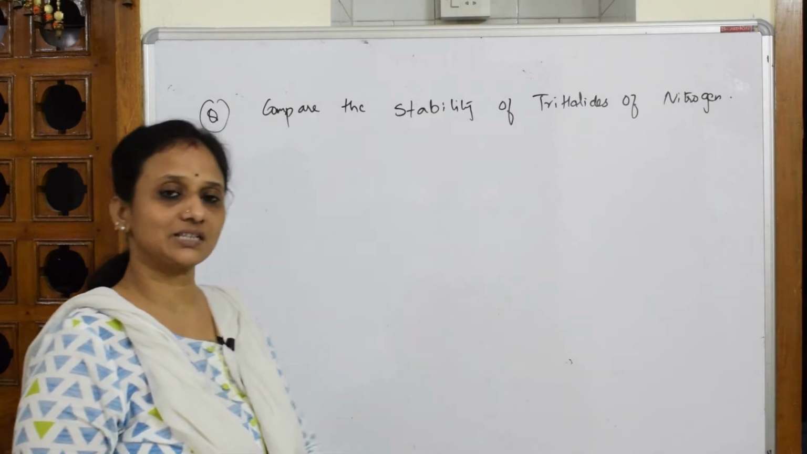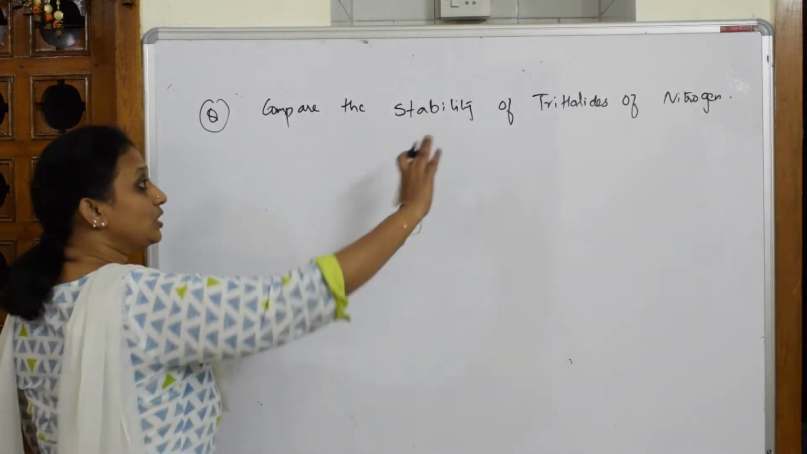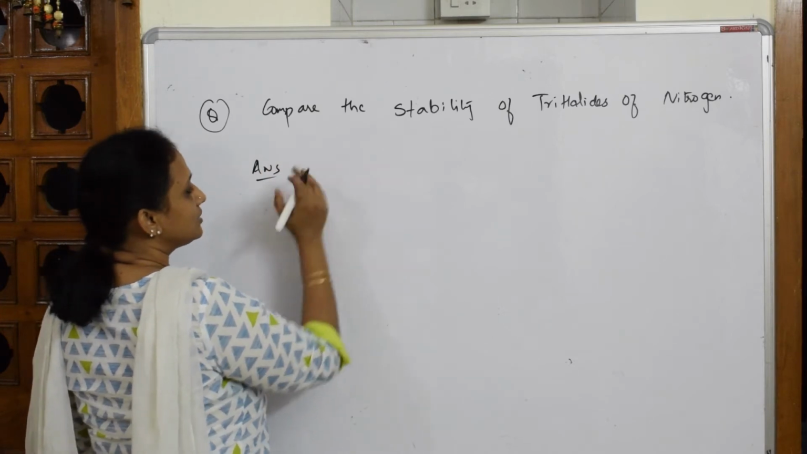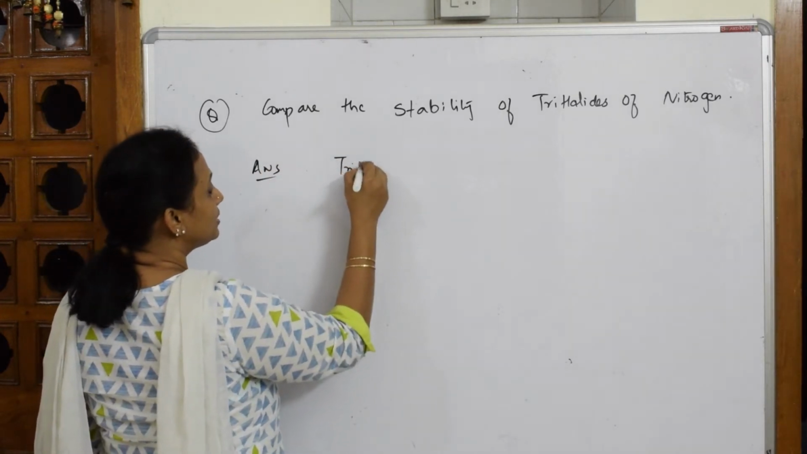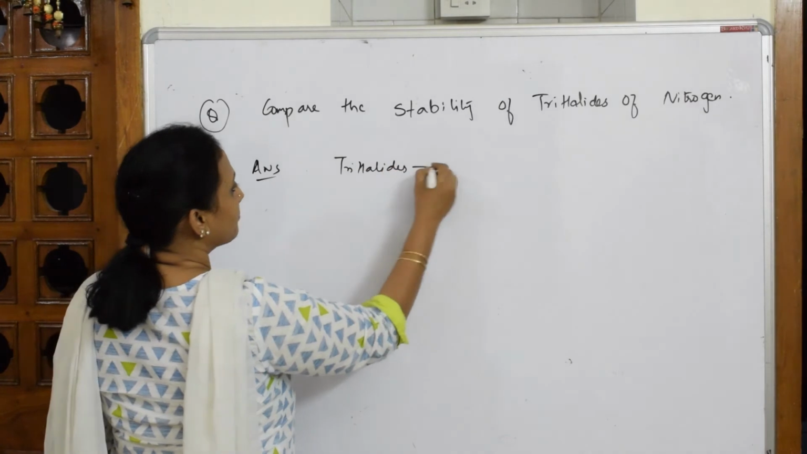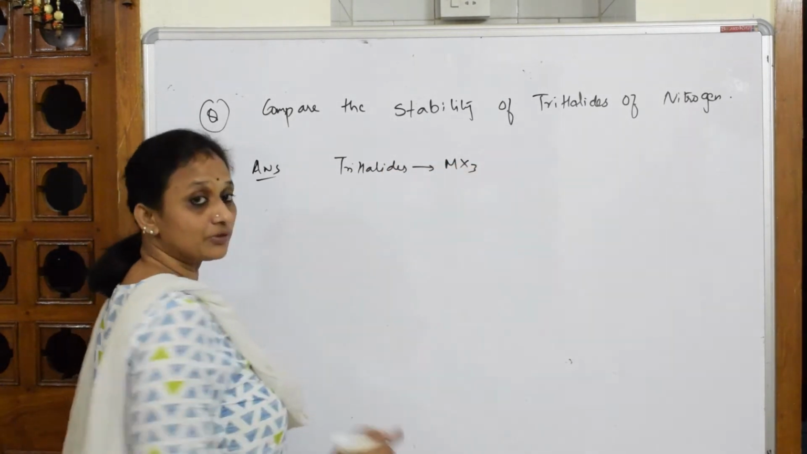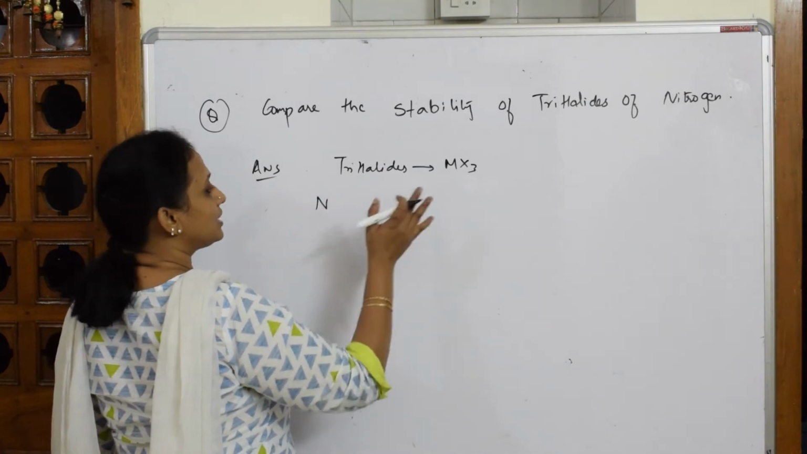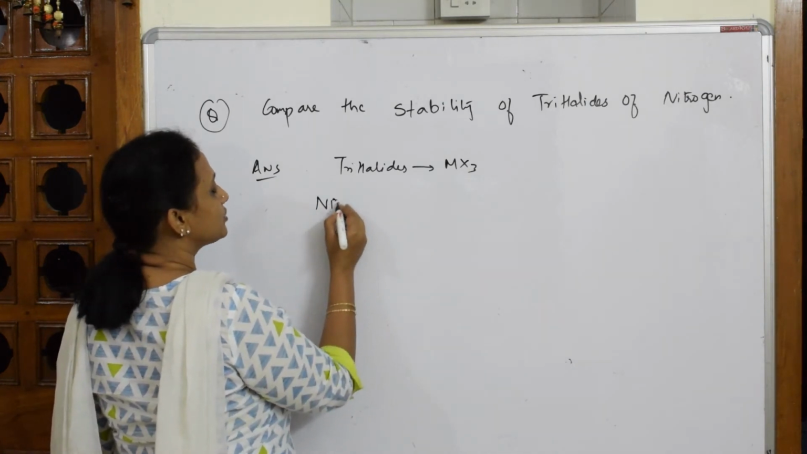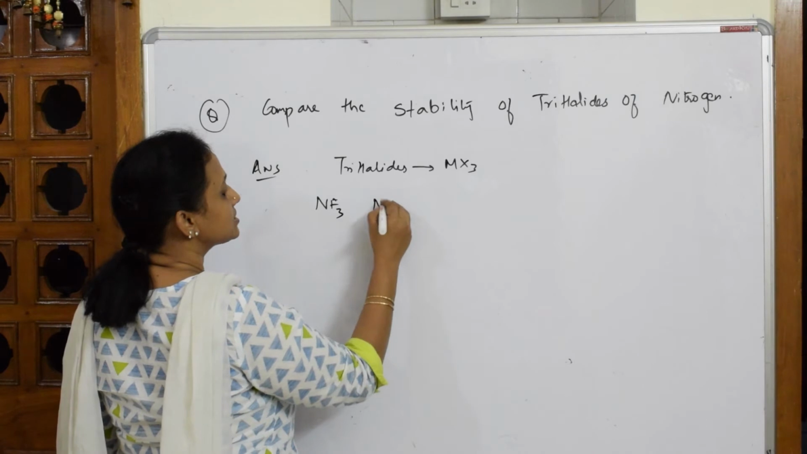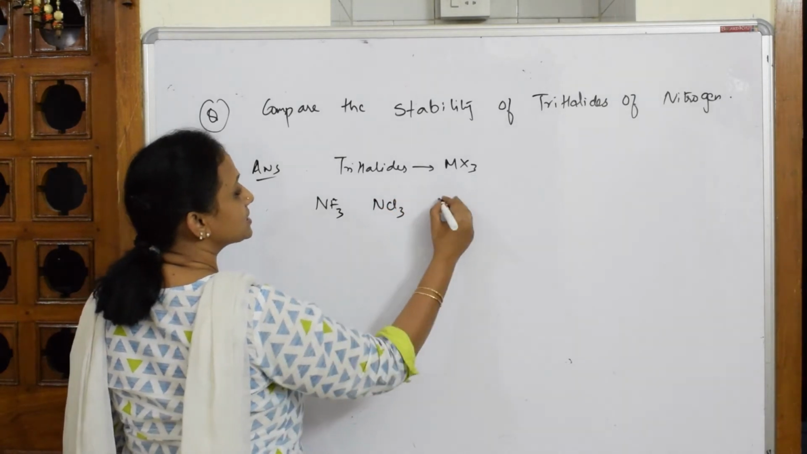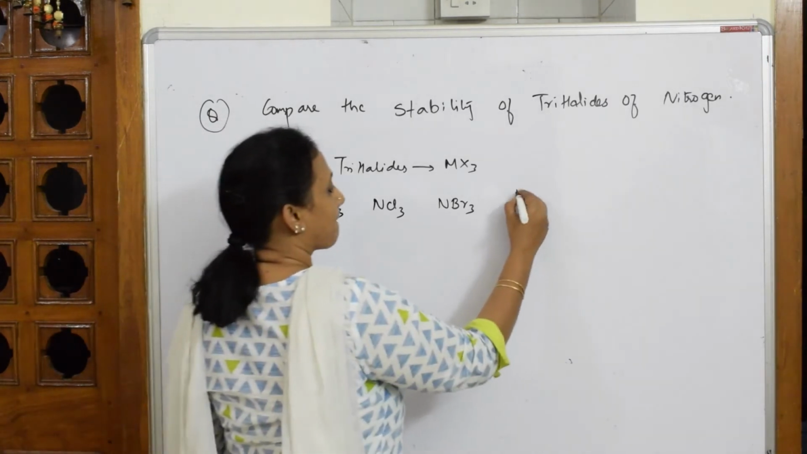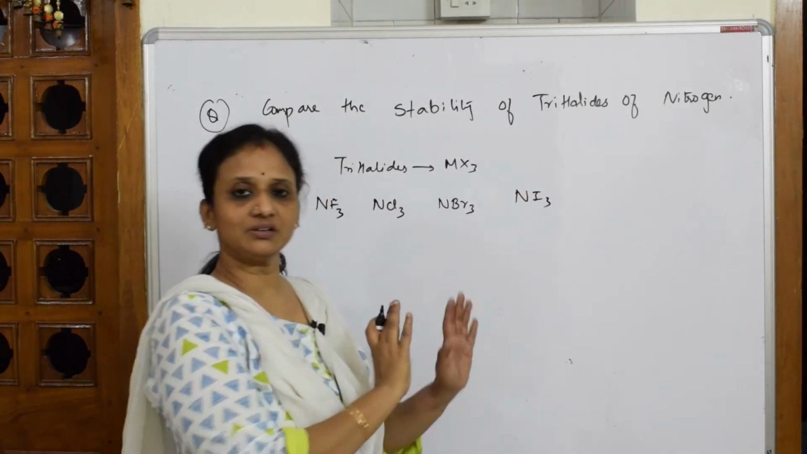Okay, what actually are trihalides? They said only for nitrogen. So let me write the answer first. What are the trihalides we studied? For trihalides, the general formula or representation is MX3. Now for which one did they ask me? For nitrogen. So write down nitrogen, pick up all the halides. First is fluorine, NF3. Next is chlorine, NCl3. Next is bromine, NBr3. NI3 also. Now I have written 10% of the answer.